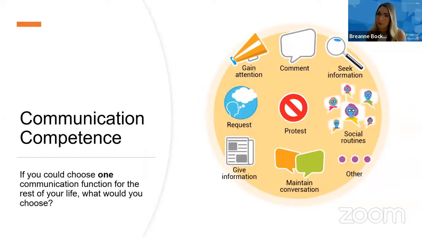So we're going to start off with an activity. I want you to look at this visual of all the different communication functions and think about if you could only choose one communication function for the rest of your life, can only speak in that function, can only protest things, you can only make comments, which one would you want to choose? So I'll give you a few seconds to drop that in Slack, and then Rachel, if you could read off some of the ones that are being picked.